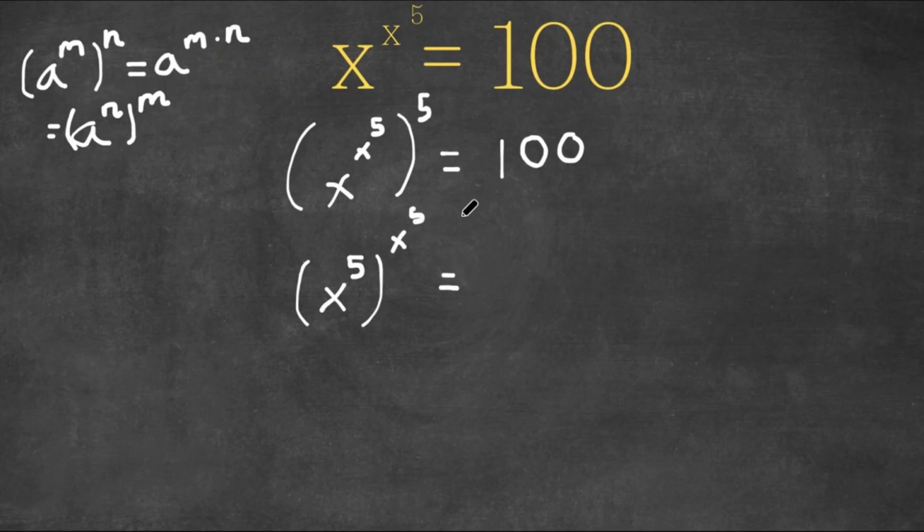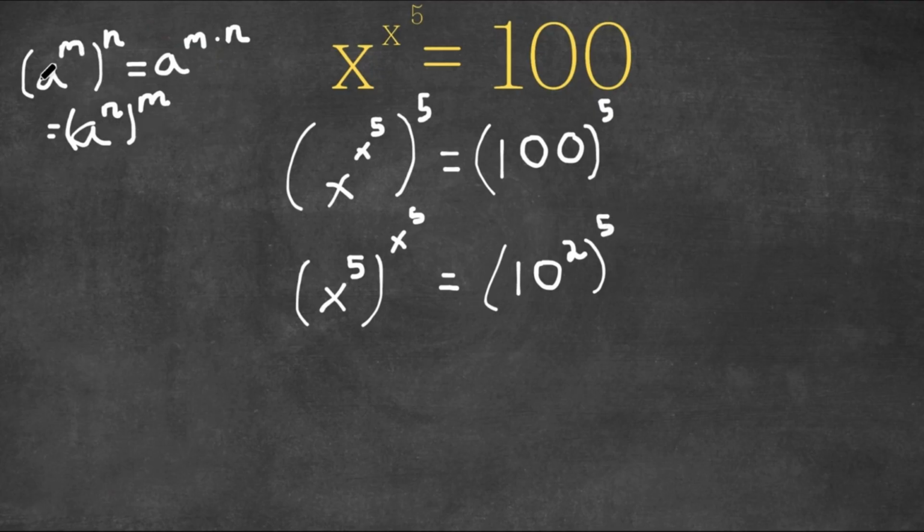This is equal to, and remember, when we're taking the power of 5 on both sides, we've got to do it to both sides. So this would be 100 to the power of 5. Now 100 is actually equal to 10 squared. So we have 10 squared to the power of 5. And remember this property, a to the power of m to the power of n is equal to a to the power of m times n, meaning 10 to the power of 2 to the power of 5 equals 10 to the power of 2 times 5, which is 10 to the power of 10. So we have x to the power of 5 to the power of x to the power of 5 equals 10 to the power of 10.